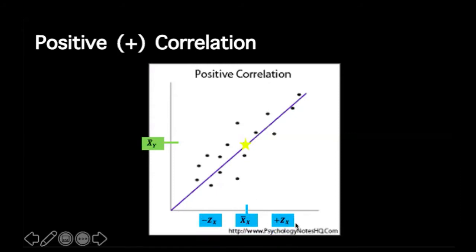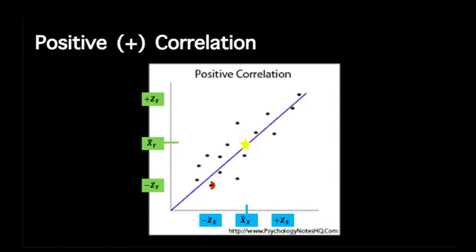On each of these axes, if you think about them as individual distributions, below the mean we're going to have negative z-scores, and above the mean we'll have positive z-scores. The same goes for the y-axis: anything below the mean is negative, anything above the mean is positive, again in terms of z-scores.